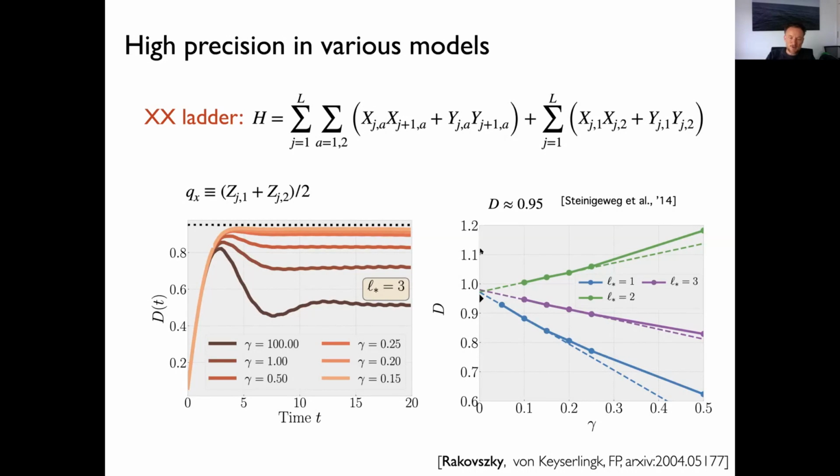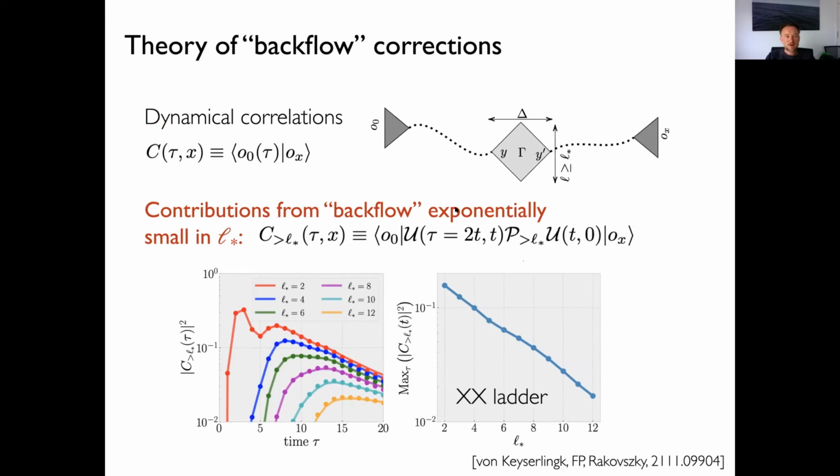Good. So we see that it nicely converges to the diffusion constant that was obtained previously from typicality results. Good. And let me now, in the end, just briefly comment on the theory of backflow corrections. And this is giving some theoretical argument for why this method actually works.